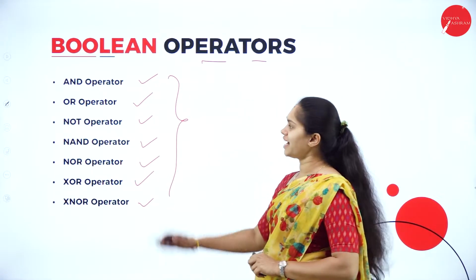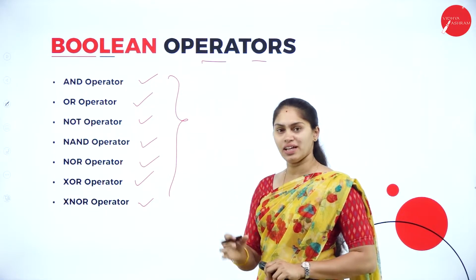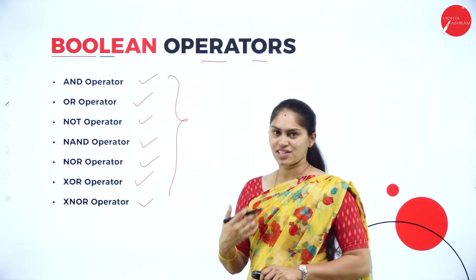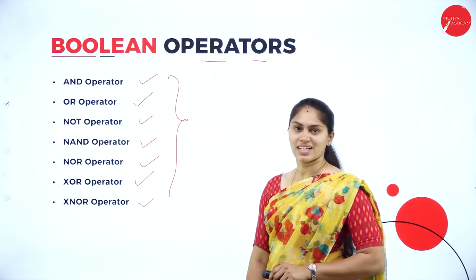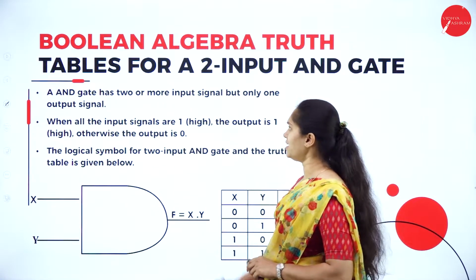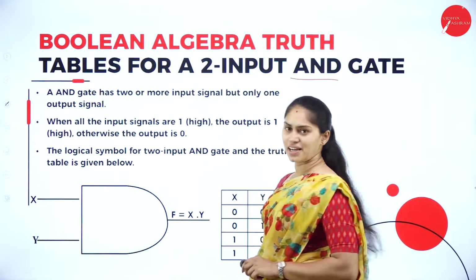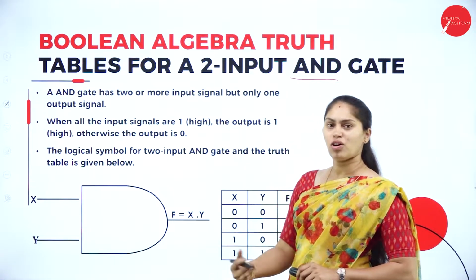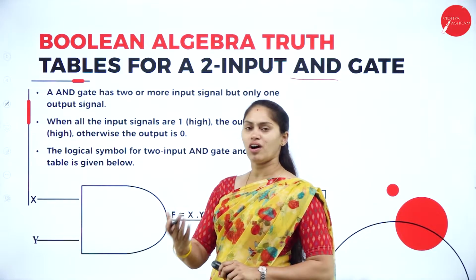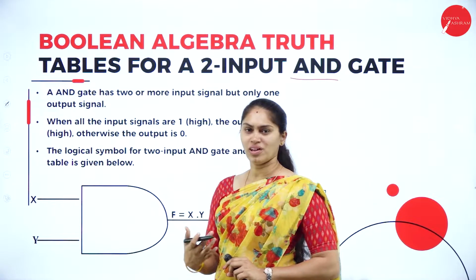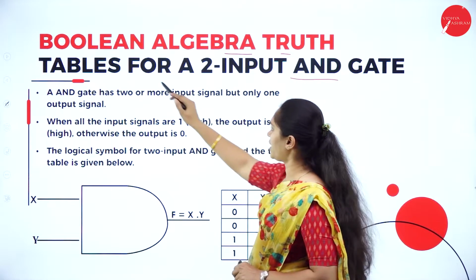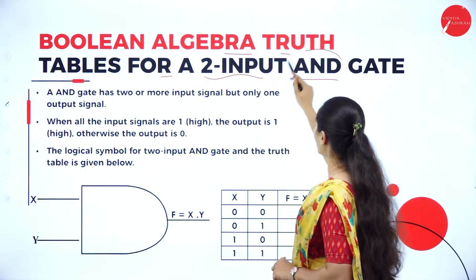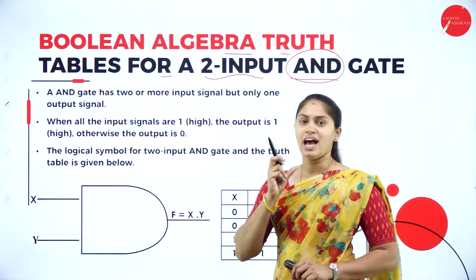In further slides, we're going to discuss each Boolean operator and its procedure, how it works, along with a truth table and its logical symbol. We'll see the first one, the AND gate. Here the input can be a combination of 3 inputs, or it can be 2 inputs. We are focusing on 2 inputs, so Boolean algebra truth tables for the 2 input AND gate.